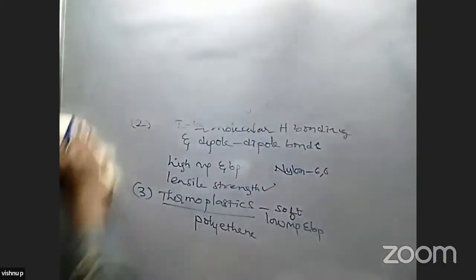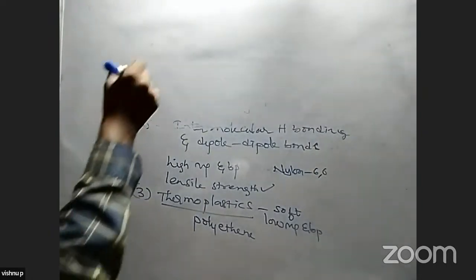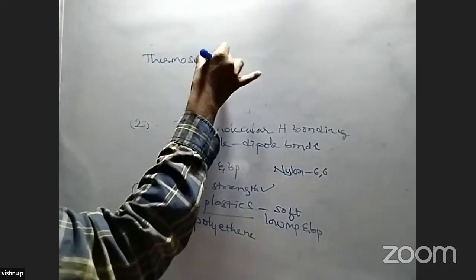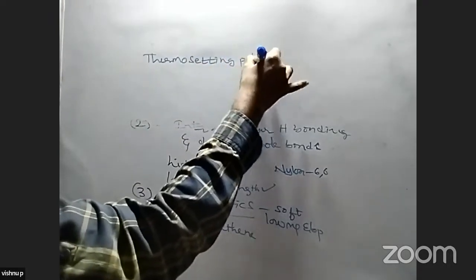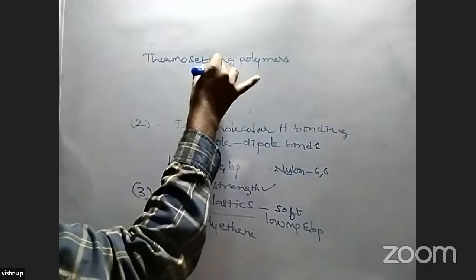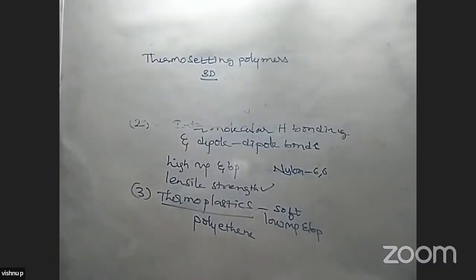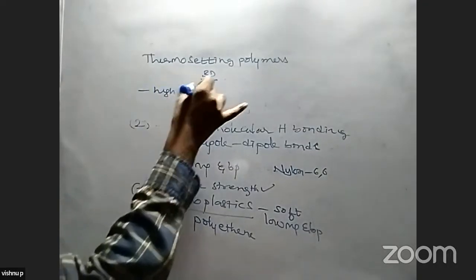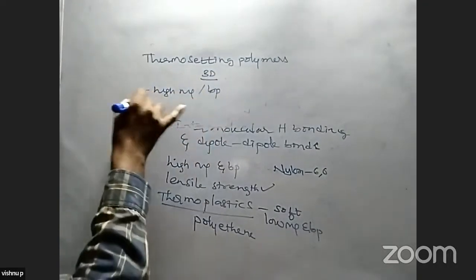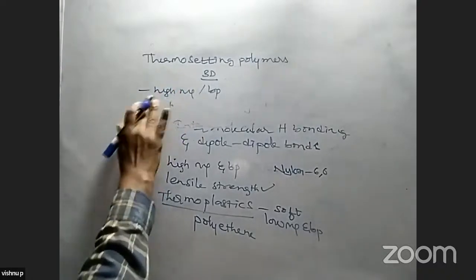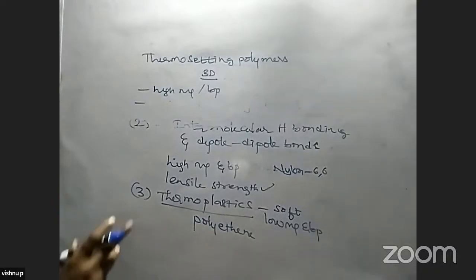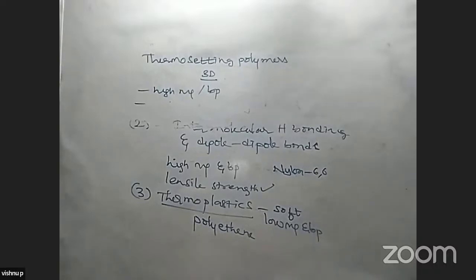And the fourth type of polymers are called thermosetting polymers. Generally, these are examples of three-dimensional or network polymers. These thermosetting polymers show high melting point and boiling point values. They cannot be reused again. We can prepare them one time only. When heated, it gives a black colored substance, so it cannot be reused again.